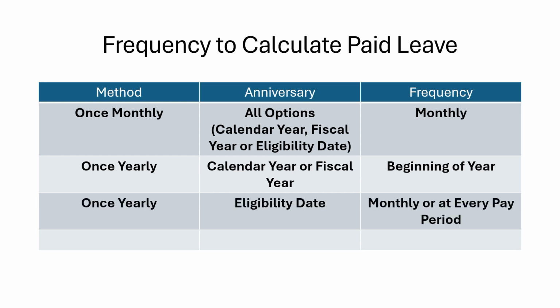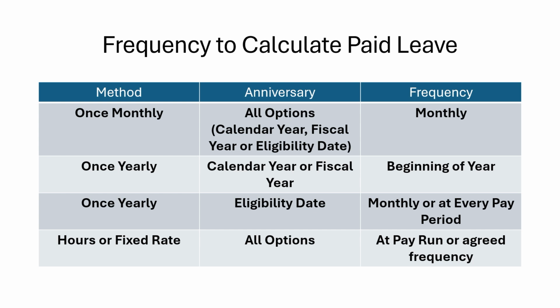If you've chosen the method of once yearly, but you have an anniversary date option of eligibility date, then you're going to run that calculation of the paid leave on a monthly basis or even on every pay period because different employees have different eligibility dates throughout the year. If you've chosen the method of based on hours or at a fixed rate, and you've chosen either calendar year, fiscal year, or eligibility date as your anniversary, you're going to want to calculate that paid leave on every pay run or on an agreed upon frequency.